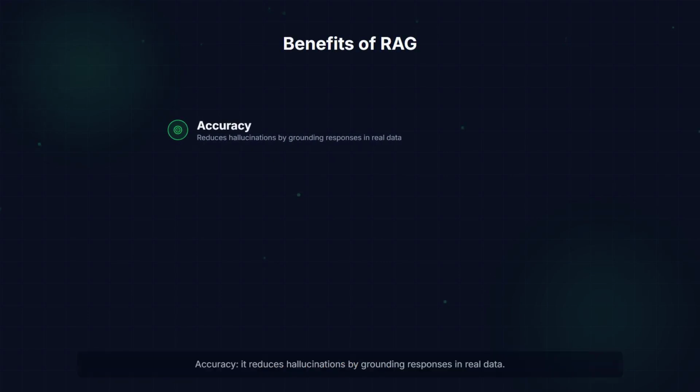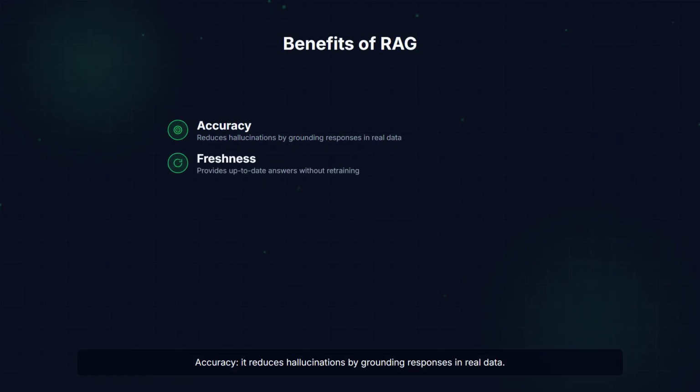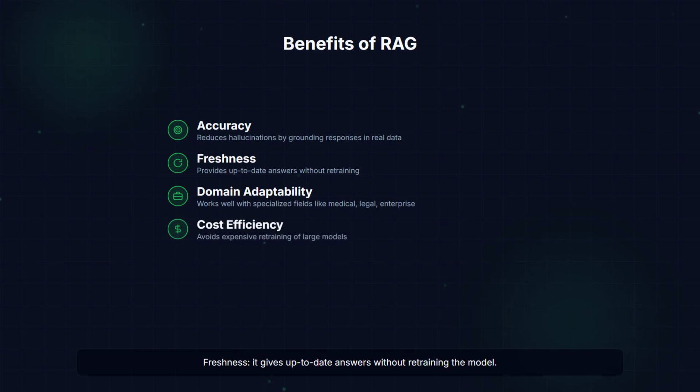So why use RAG at all? Accuracy. It reduces hallucinations by grounding responses in real data. Freshness. It gives up-to-date answers without retraining the model.